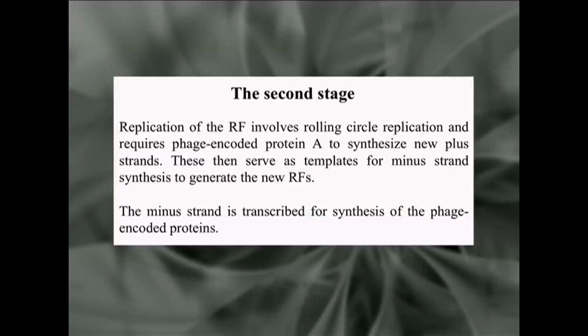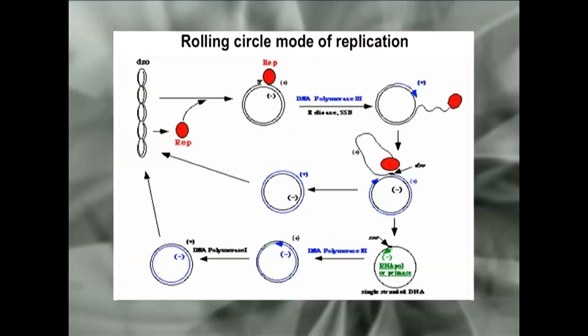What happens? From the negative strand, transcription starts and all the phage-encoded proteins are transcribed. One of them is GPA. This protein nicks the positive strand between bases 4305 and 4306. Okay, and then the E. coli replication machinery continues replication from the 3' end. Okay, and this mechanism is called the rolling circle mechanism.